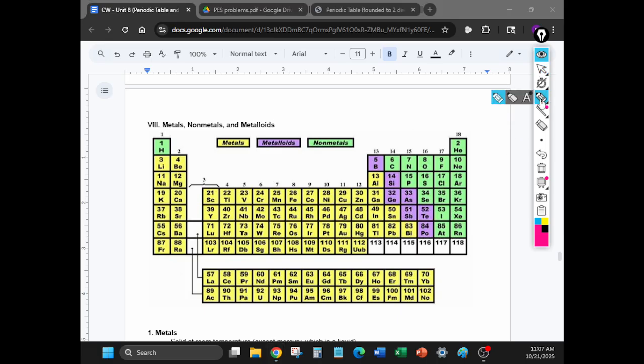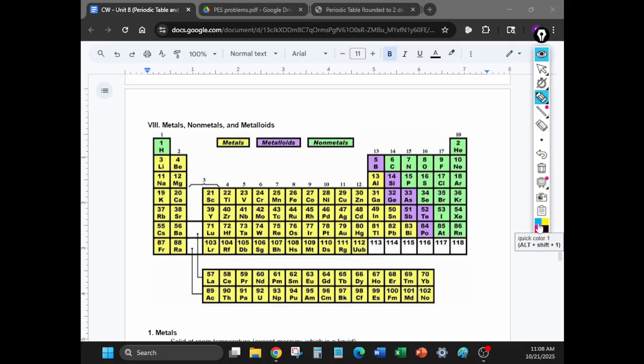Okay, so if you look at your periodic table, I have a little diagram of it right here. Everything in yellow is going to be the metals. So if you take a look, the vast majority of the periodic table is metals. So left side, middle, bottom. That's the easy way to think about it. We'll talk about the properties in a second.